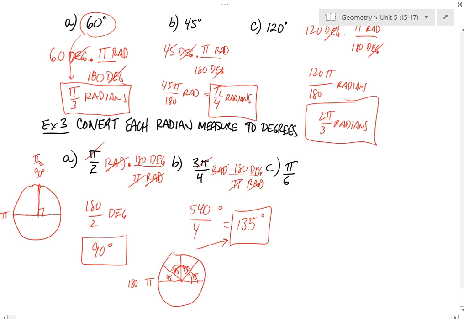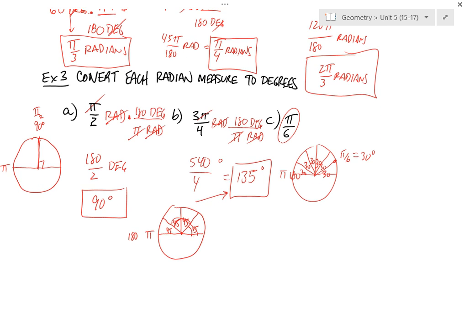Okay, and then pi over 6. Let's approach this one the other way. So this time we'll start with the circle. This is pi, which is 180 degrees. So if I cut that into 6 equal parts, 6 equal angles, each one would have to be 180 divided by 6, that's 30. So each of these would be 30 degrees. Well, how many of those are we using? It says 1/6 pi. So pi over 6 is the same as 30 degrees.